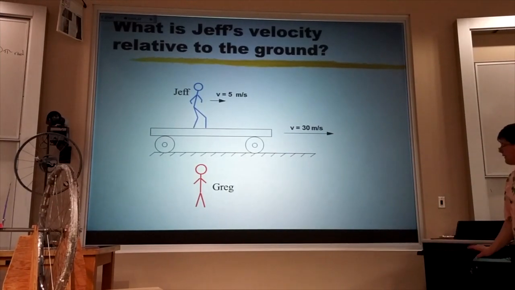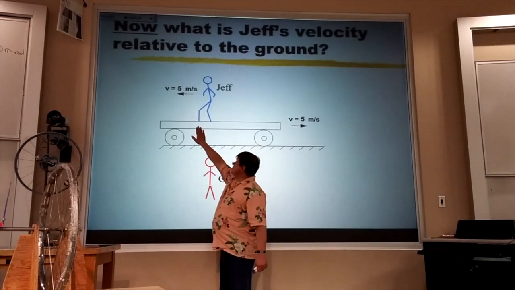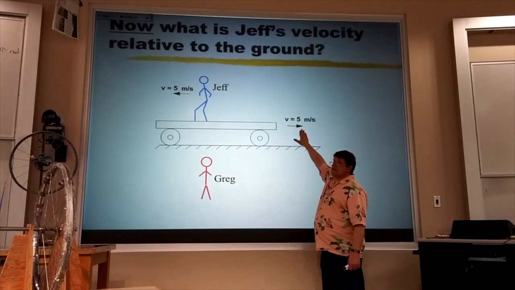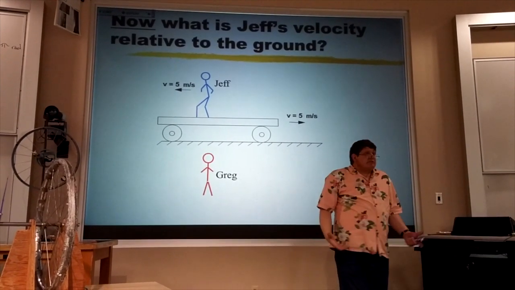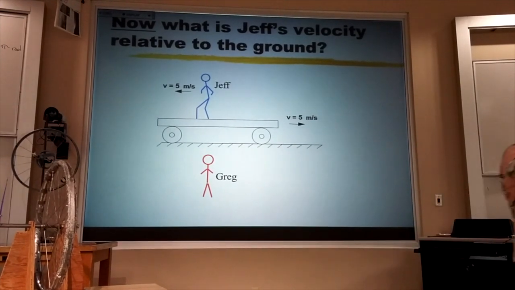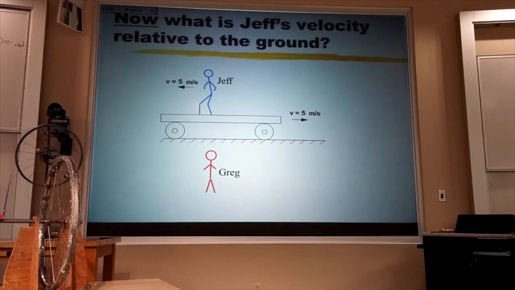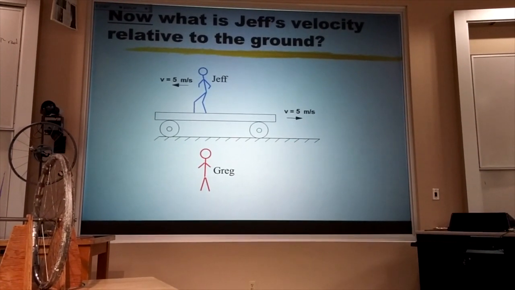35. Now, what if Jeff is going 5 meters per second to the left relative to the car, and the car is going 5 meters per second to the right relative to the sidewalk? Yeah, it looks to Greg like Jeff isn't going anywhere. The car's going out from under him, but he's just right there all the time where he always was.